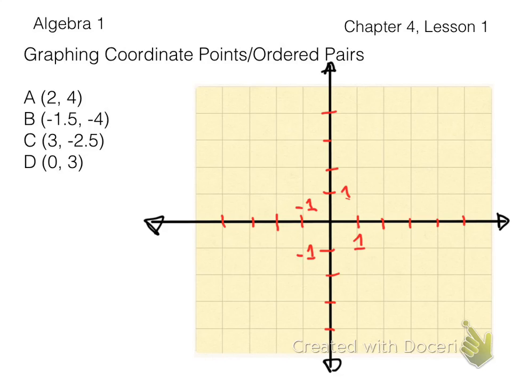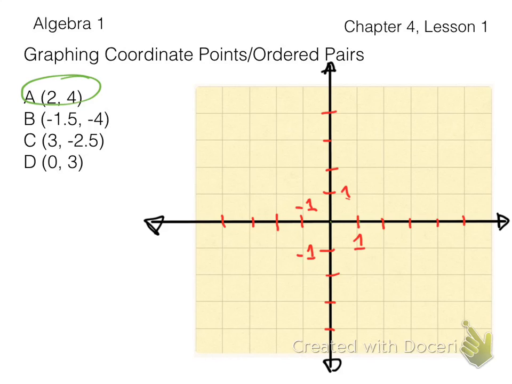So there you go. So let's go ahead and graph these points. I'm going to do A in green. A is (2, 4). So I'm going to start at the origin and count 2 over, 1, 2 to the right because it's positive. 2 on the x-axis because x is the first number.